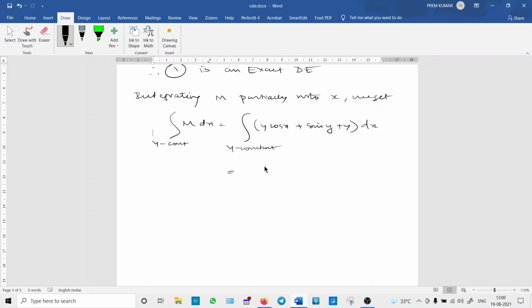Sometimes we integrate wrongly. So y is a constant, but integrate with respect to x. What is the integration of cos x? Sin x, y is a constant, keep it as it is. And sin y is a constant, then we get x. Plus here also y is a constant, so we get y times x.